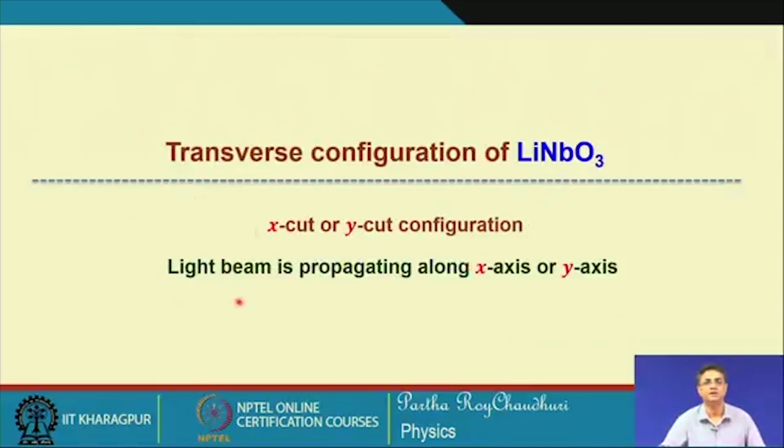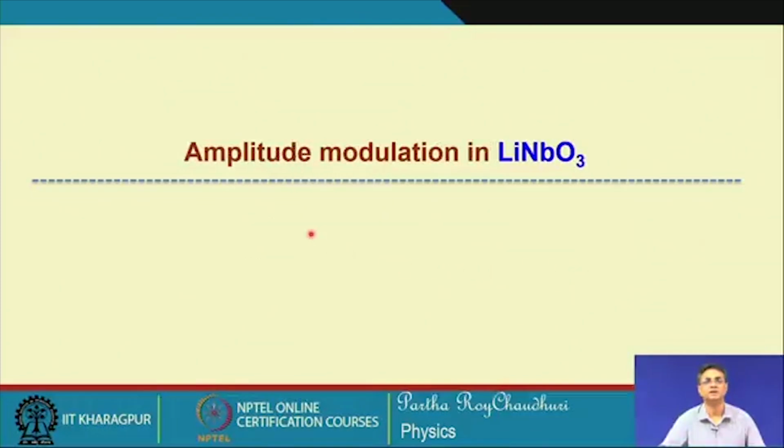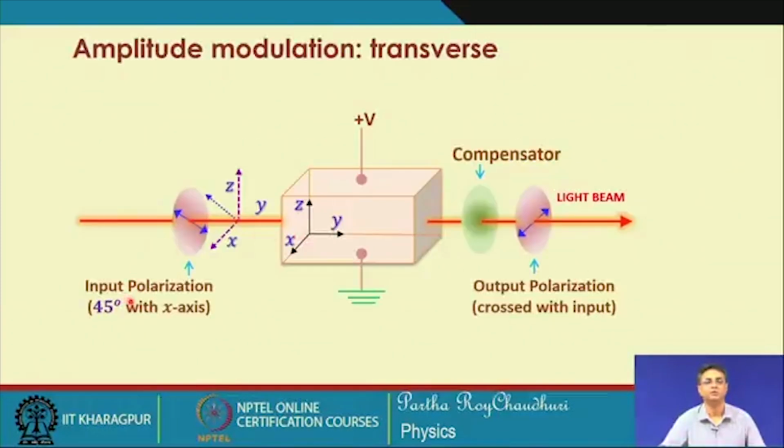Now, we will see the transverse configuration. A beam is now propagating along x axis or y axis, and we will see that this time the amplitude modulation is possible. Input polarization will be at 45 degrees. The condition is the same because you are applying the electric field along the z direction. Look at the orientation. Now, I am applying the electric field along the z direction, but the light is now propagating along y axis, or it could be as well along x axis.